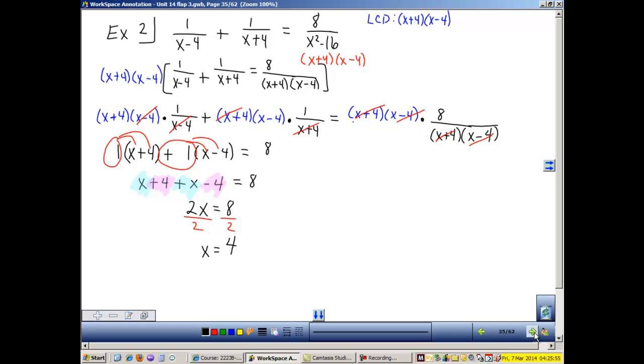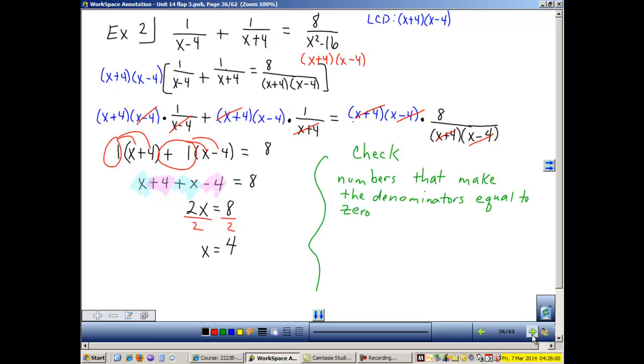Check for extraneous solutions. Remember, we want to check to see that the numbers that make the denominator equal to 0 are not part of our solution. Set x minus 4 equal to 0, and we get x equals 4. x plus 4 equals 0 gives us x equals negative 4. Since x equals 4 is an excluded value, there is no solution to this equation.